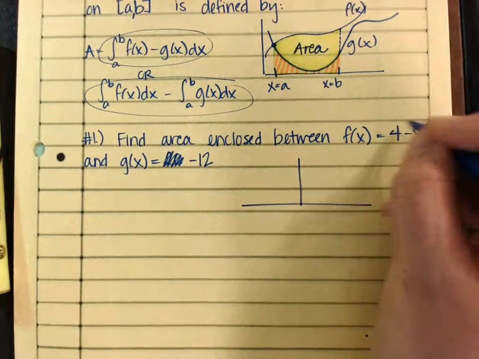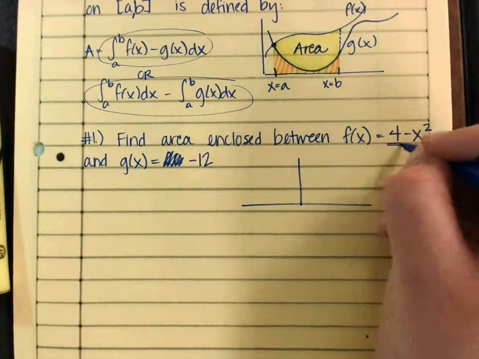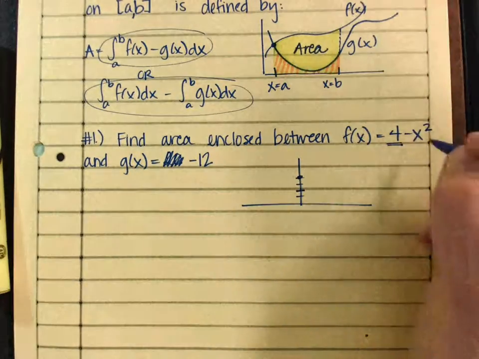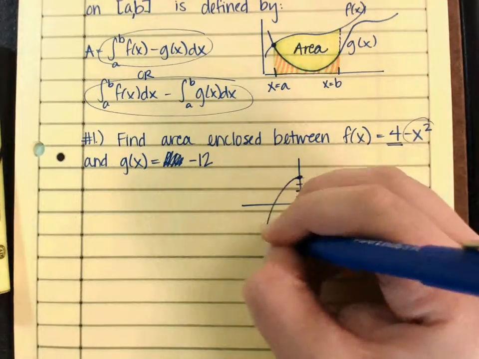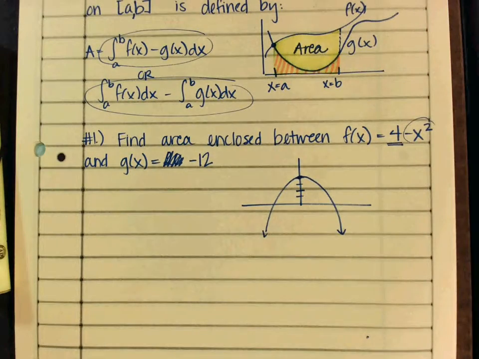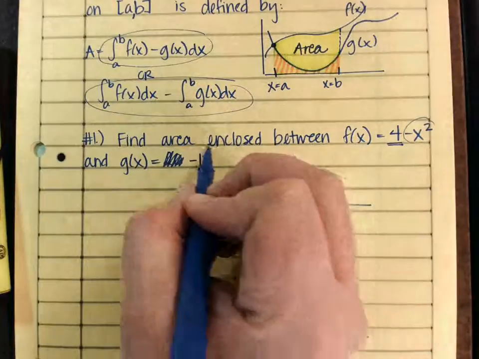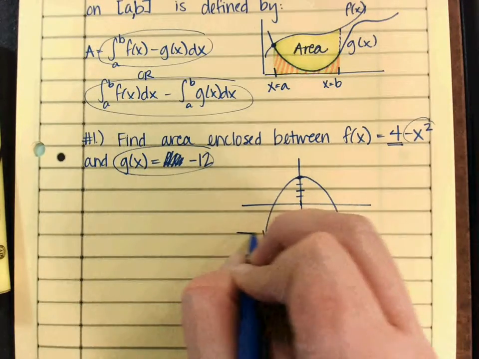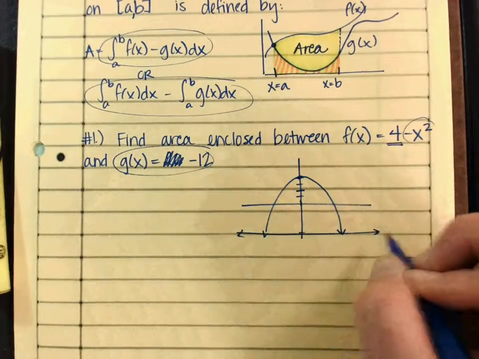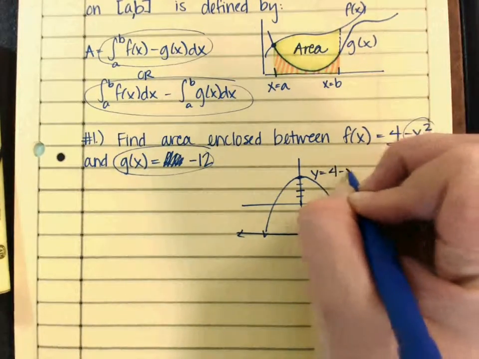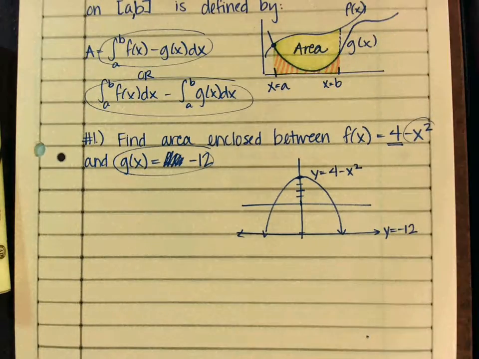Okay, so think about 4 minus x squared. 4 is going to be the y-intercept. So 1, 2, 3, 4. We'll say it's right here. And then negative x squared is going to open down, just like that. Okay? Then g of x equals negative 12. Well, that's going to be a flat line. So we'll say negative 12 is down here. Draw your line in across. Okay, and we have our two graphs.